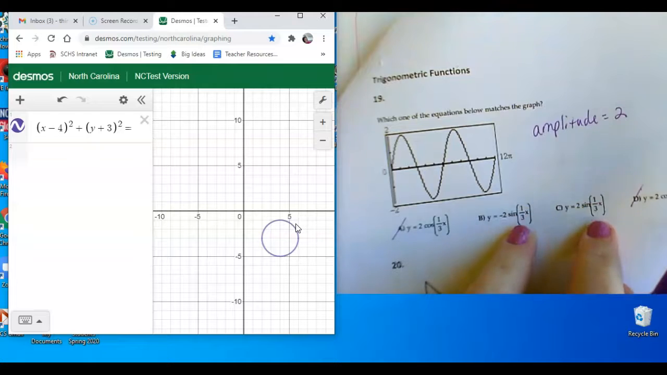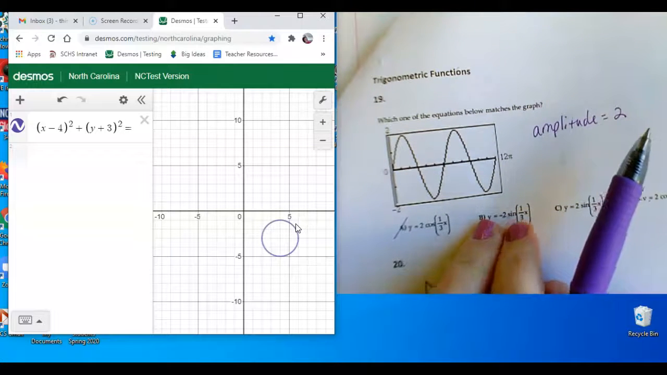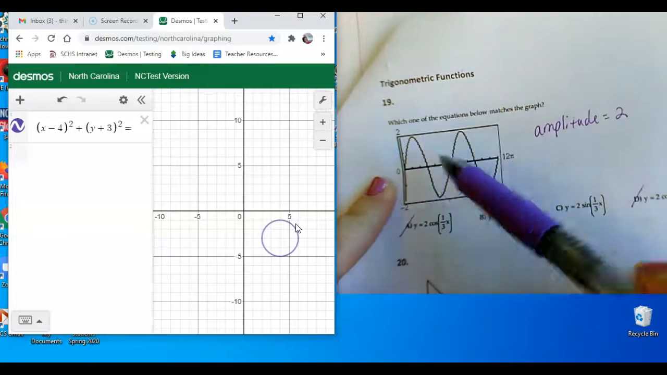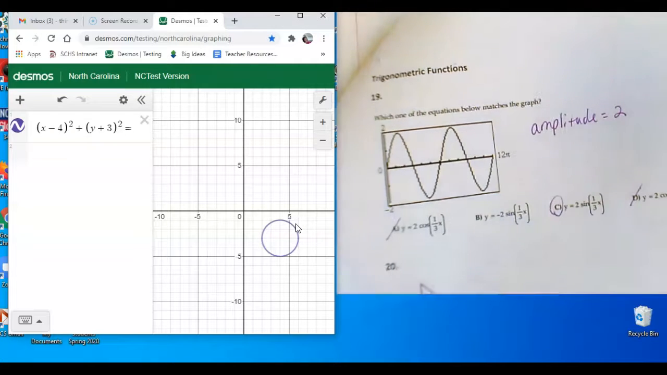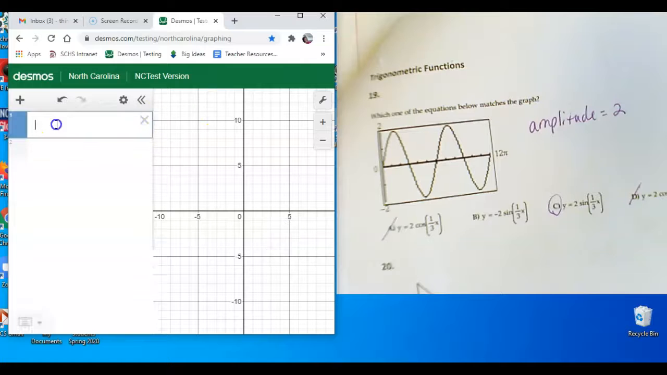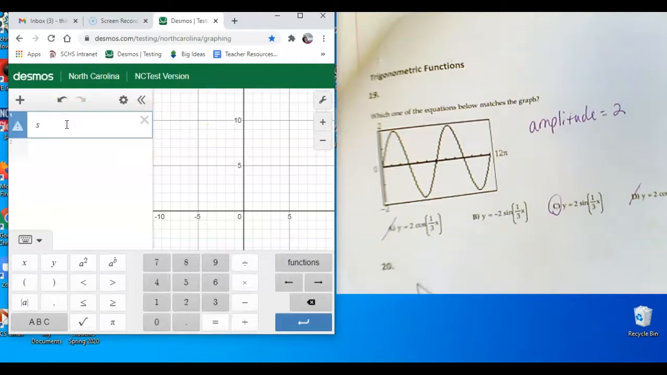Looks like 1/3 is going to be in there. The question is, is it -2 or +2? Sine is going up. That's the normal way to write it, so it must be the positive one. Again, we can graph this in Desmos to check our work. So we would have 2 sine 1/3 x.